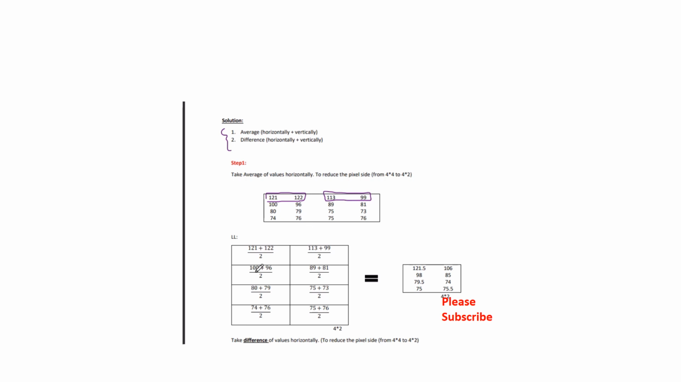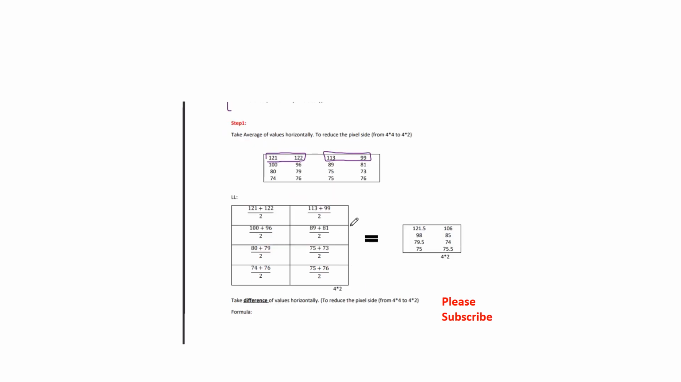So 121 plus 122, because these are the two values we are taking the average of, divided by 2, and 113 plus 99 divided by 2. So this will all come out to be 121.5, this value, right? So this is a 4x2 matrix.